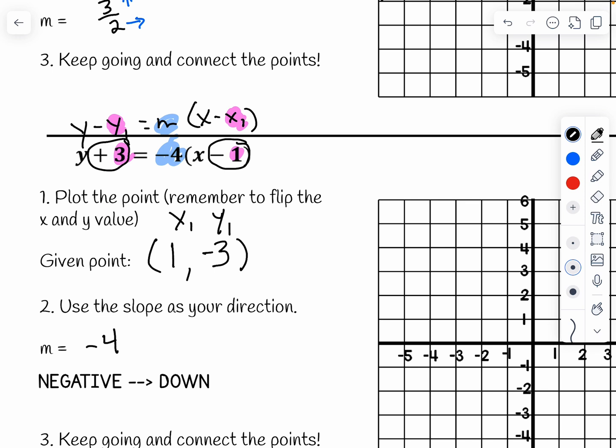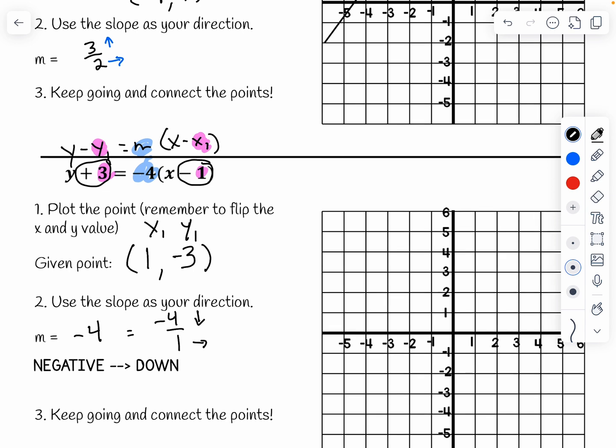Now remember, we need a plan before we go graphing this. So when you have a slope, remember you always need a top and a bottom. So if you get a whole number or an integer, put a 1 on the bottom of it. And then think about what that means. Negative 4 means I'm going down 4 and right 1. So I'm going to graph my first point. That was the point that I was given in the equation. I was given 1, negative 3. There is my first point at 1, negative 3.